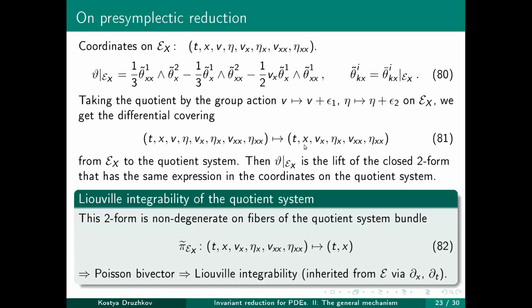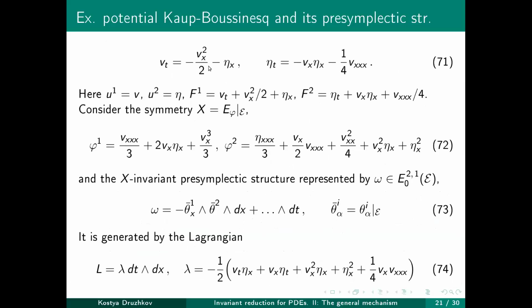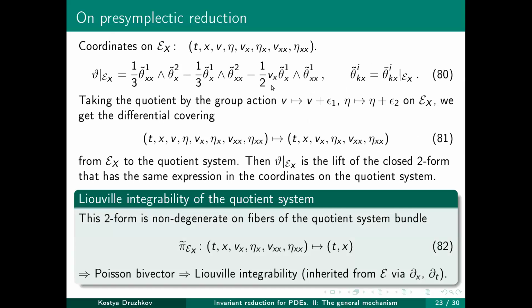As coordinates on epsilon x, we can take these coordinates, because all other variables can be eliminated through equations of the system epsilon x. And in these coordinates, we have this form, right? This reduction. And it's easy to see that there are no v and eta themselves in this form at all. So all the forms contain derivatives only. All equations here contain only derivatives, and the system itself contains only derivatives. There are no v and eta in this system. This means that there are no v and eta in these differential forms.